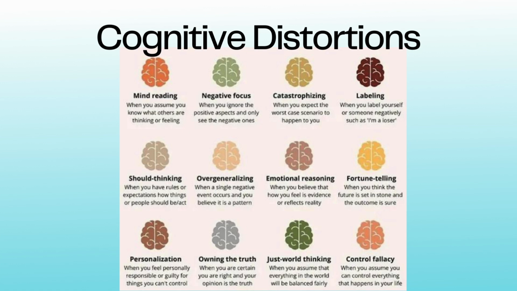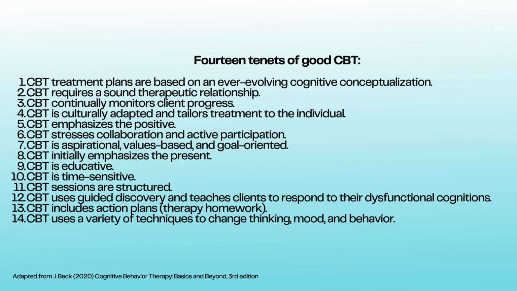What do they look like in practice? And what have you done to help the client identify them and move around them? And then there's 14 tenets of good CBT. And some of this might sound familiar from what we've already been talking about of what CBT is and isn't. And I'm wondering if this might be a helpful little snapshot for you to keep in your back pocket as you start to compare, contrast all of these models.